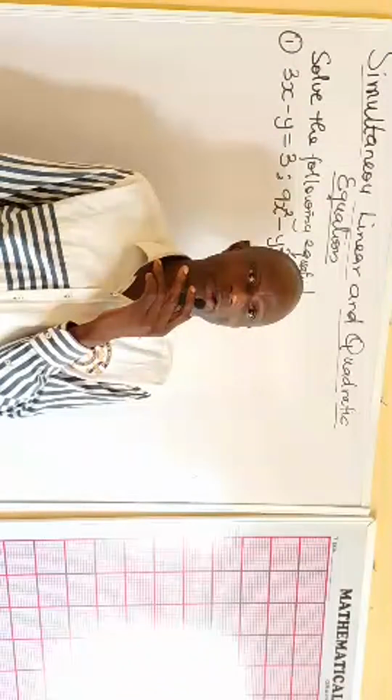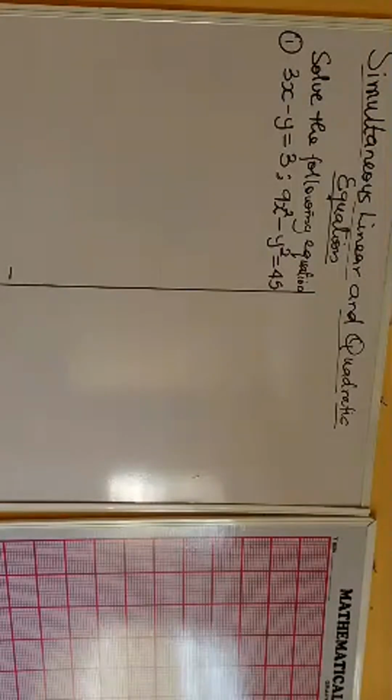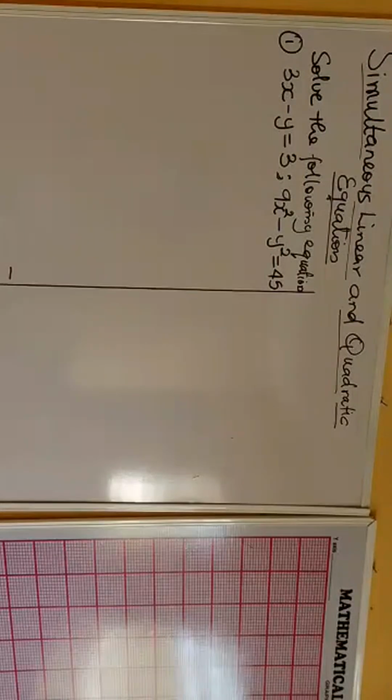I want to teach you live on this topic: simultaneous linear and quadratic equations. If you are asked to solve the following equations: 3x minus y is equal to 3, then 9x squared minus y squared is equal to 45.